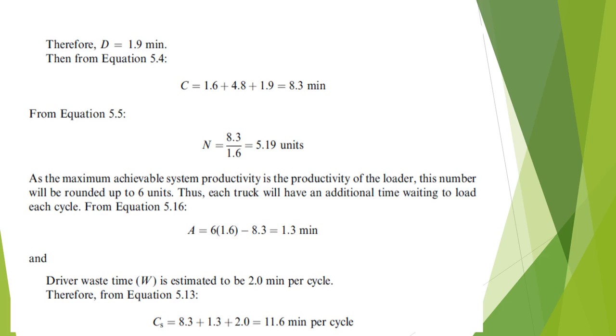So each truck will have an additional time waiting. Okay, you're going to have more trucks than the loader can service, and so the trucks have to wait. And you'll find that the additional waiting time is 1.3 minutes. Again, I don't expect you to do this. We're talking about an example, though. And so we're wasting driver time, right? Because they're sitting around. And it's going to be about 2 minutes per cycle. So altogether, the total cycle is going to be 11.8 minutes.